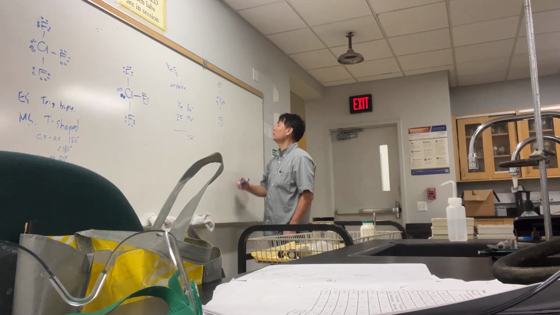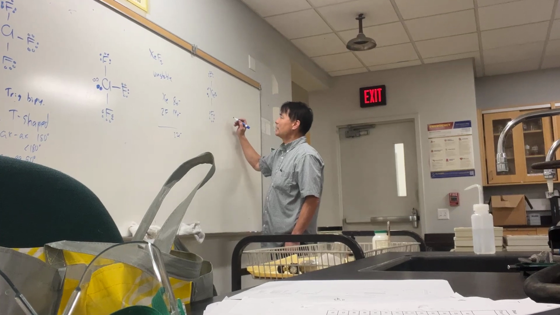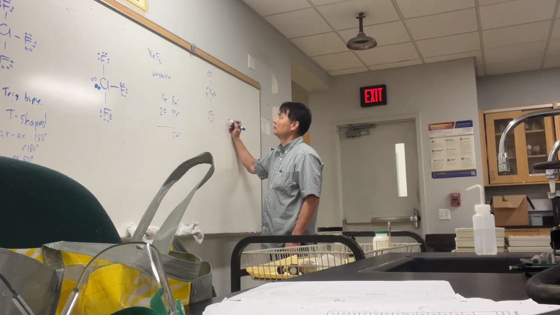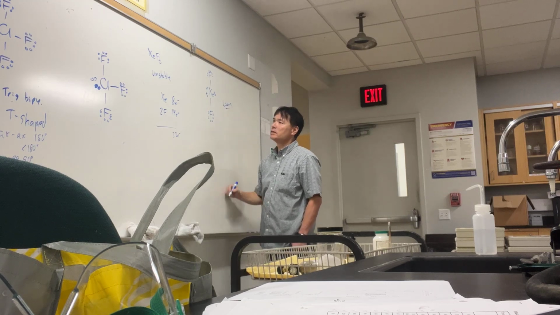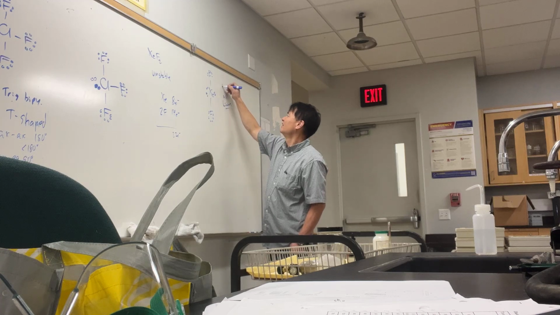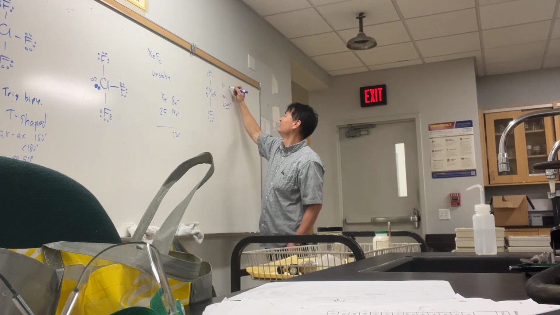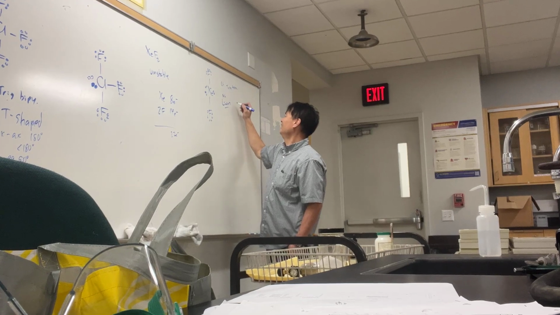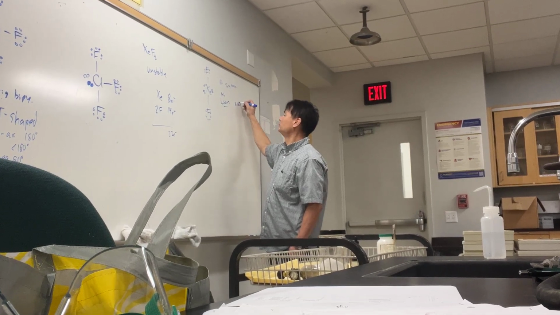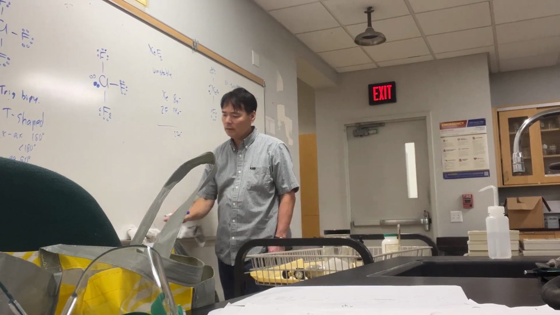And where do the electrons go? In the axial or the equatorial position? Equatorial. And so this is linear, is the MG. The EG is trigonal bipyramidal, and the angle here is 180. It won't be distorted.